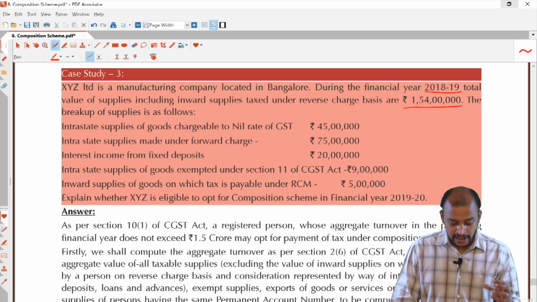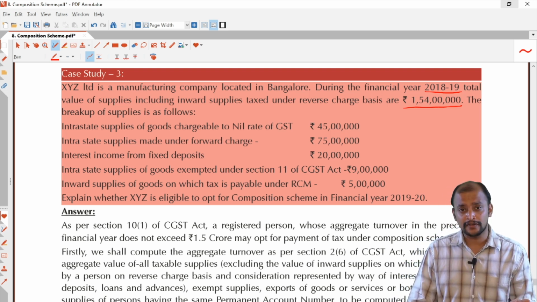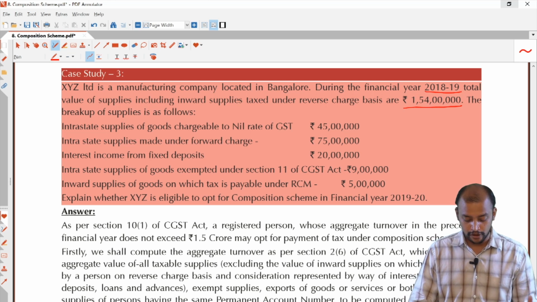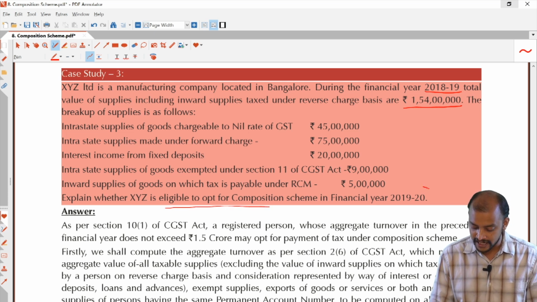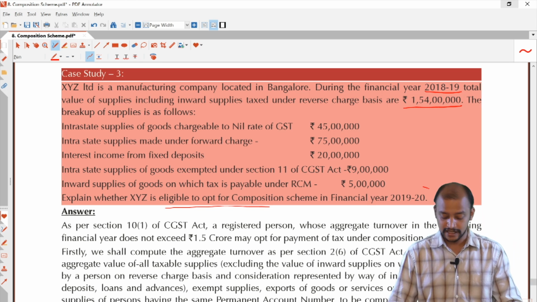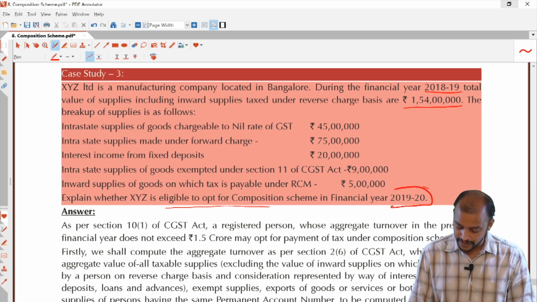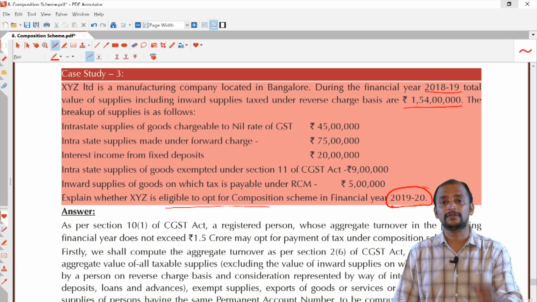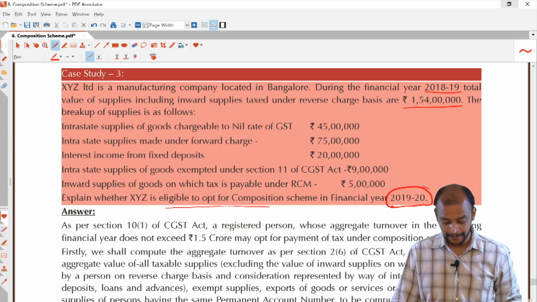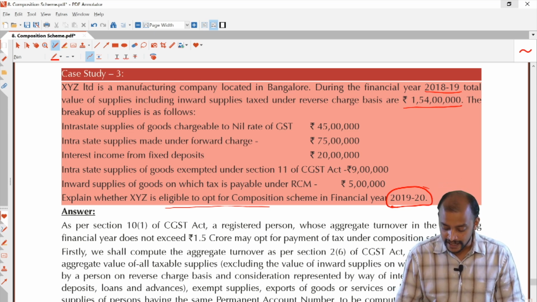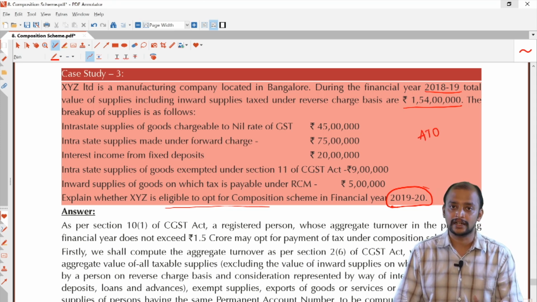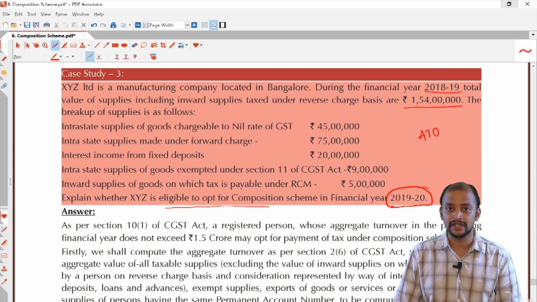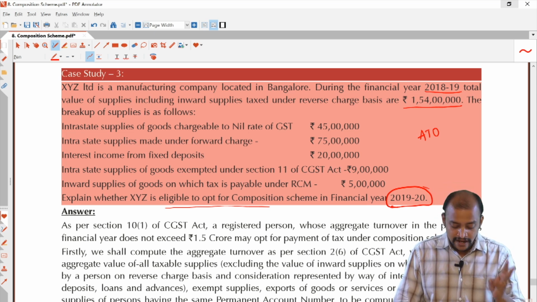Now we need to determine whether it is computation of composition tax or eligibility to opt for the composition scheme. Look into the last. Explain whether XYZ Limited is eligible to opt for the composition scheme for the current financial year 2019-20. For the current financial year 2019-20, are they eligible to opt for the composition scheme or not is the question, for which we need to take the aggregate turnover.